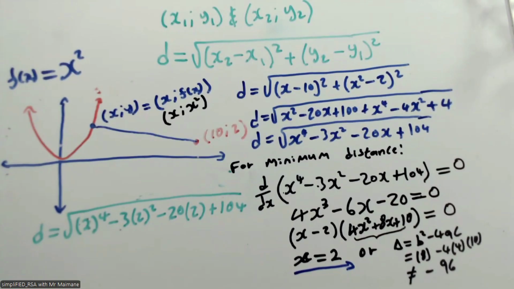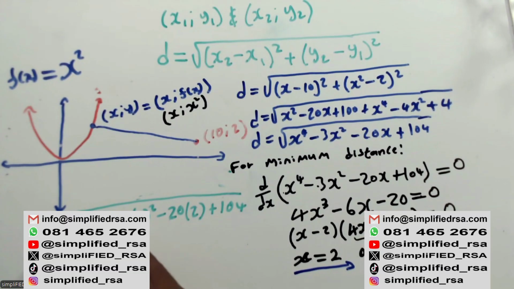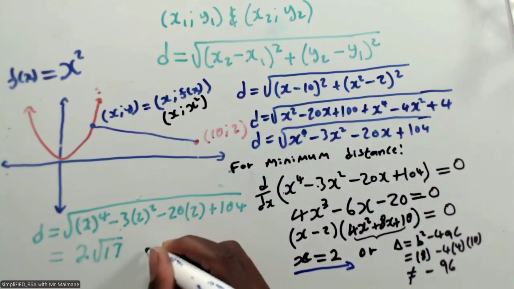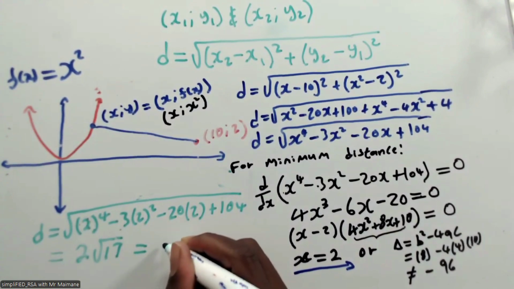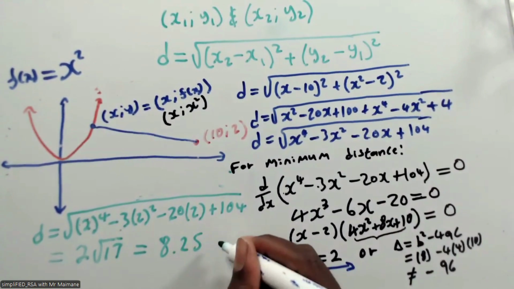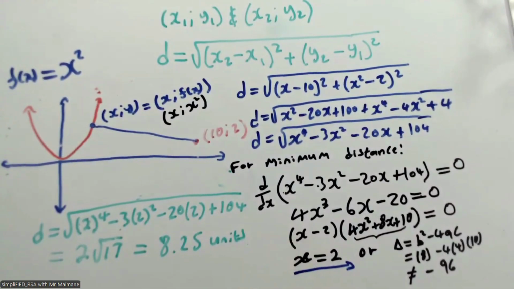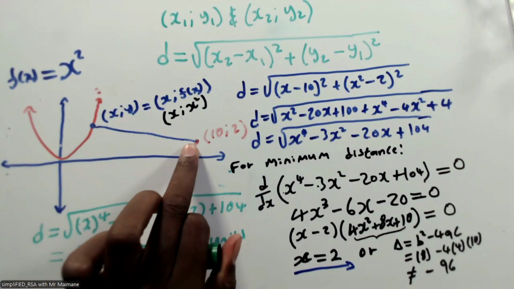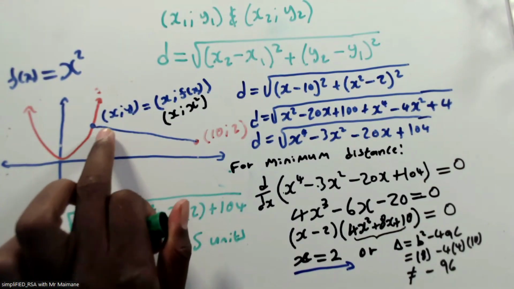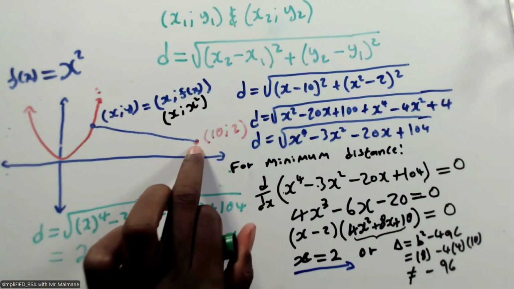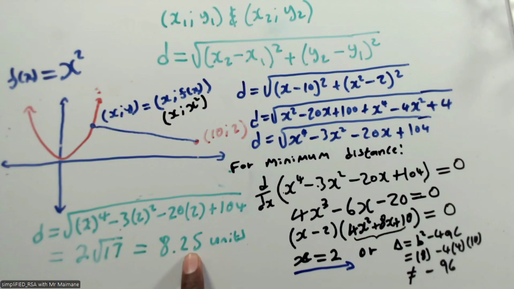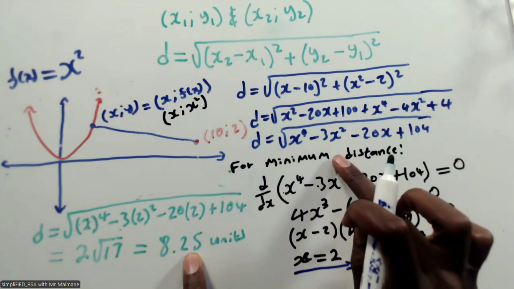And then if you simplify this on your calculator, you will get that this is the same as 2 square root of 17, which is roughly 8.25 units. Meaning the distance from the point on the graph to the point (10, 2) that is further away from the graph is 8.25. That's the minimum distance.